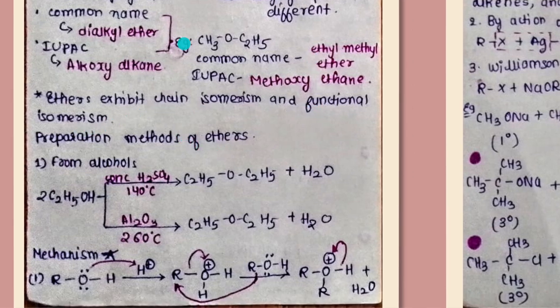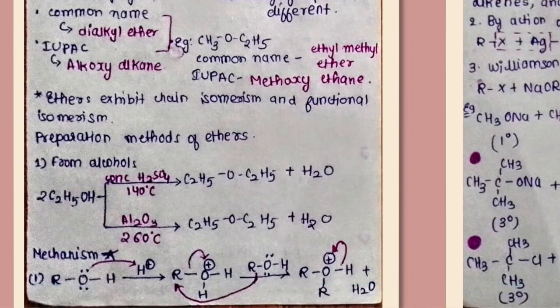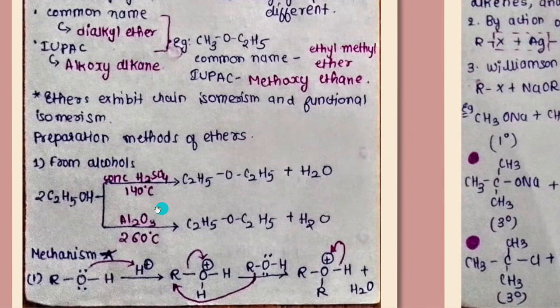Now coming to the preparation methods of ethers. The first preparation method is from alcohols. Taking 2 moles of C2H5OH and reacting it with concentrated H2SO4 at 140 degrees Celsius, we will get C2H5OC2H5, that is ethoxyethane, plus H2O. And if I react the same 2 moles of ethanol with Al2O3 at 260 degrees Celsius, I will again get C2H5OC2H5 plus H2O.